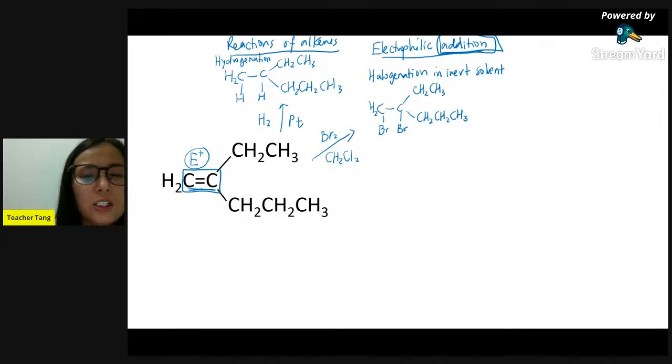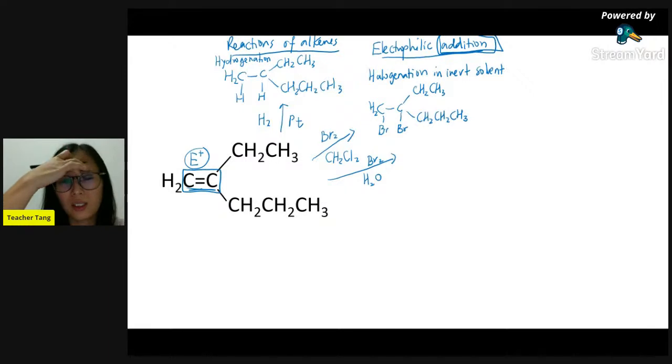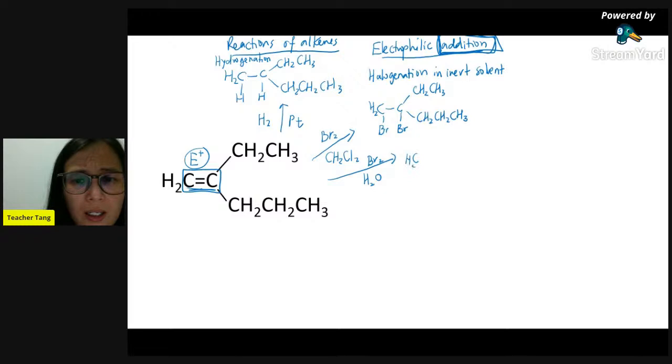Okay, and bromination can also occur in other solvents. The solvent is not necessarily an inert solvent, we can also use water. Again, it is still an addition type of reaction. So for an addition type of reaction, the carbon-carbon double bond will become a single bond. The rest is not affected, we just copy.